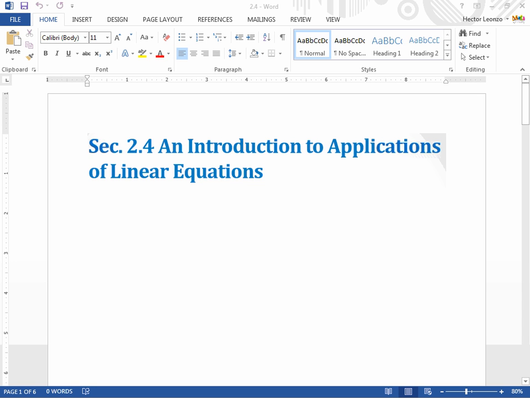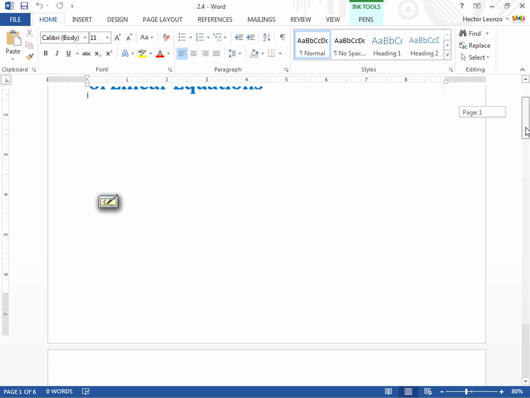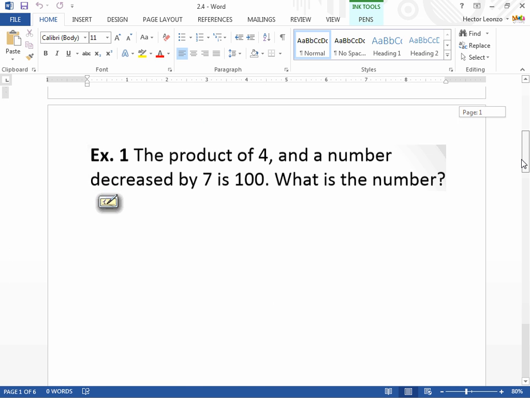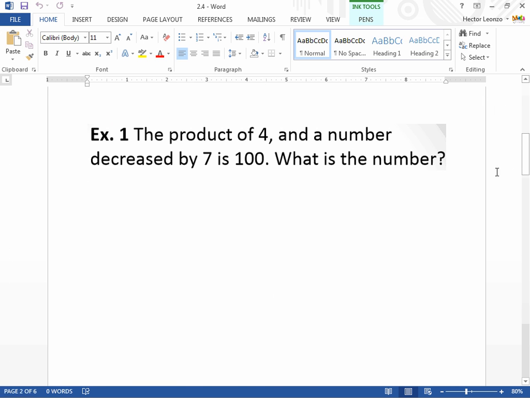Let's take a look at Introduction to Applications of Linear Equations. So we're going to keep on working as we did in 2.3. It's just that now our problems are going to be in words. It says the product of four. Let me write this in symbols first. We call this an algebraic expression, just to sound fancy, but it means write it in plain letters and numbers.